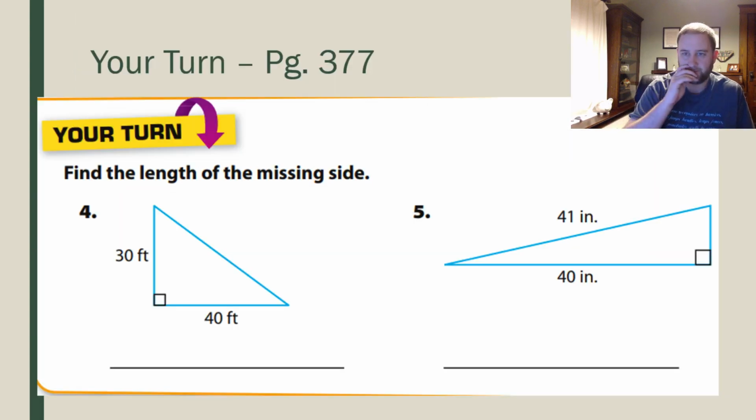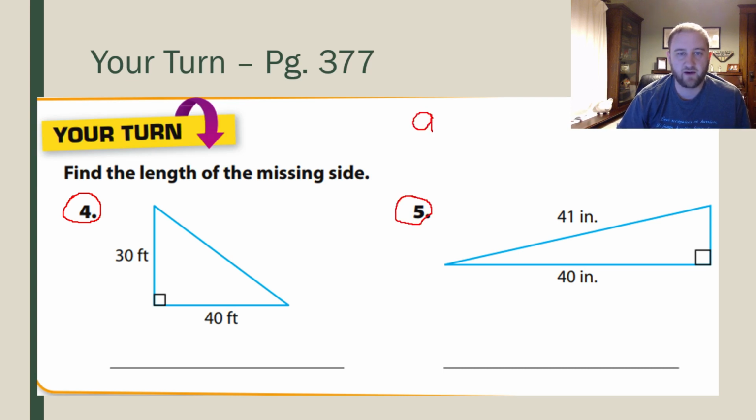All right. What I want you to do is pause the video, and I want you to see if you can do 4 and 5 now on your own. You're going to use the Pythagorean theorem, a squared plus b squared equals c squared. Take time, pause the video. I want you to see if you can come up with the correct answer on your own.